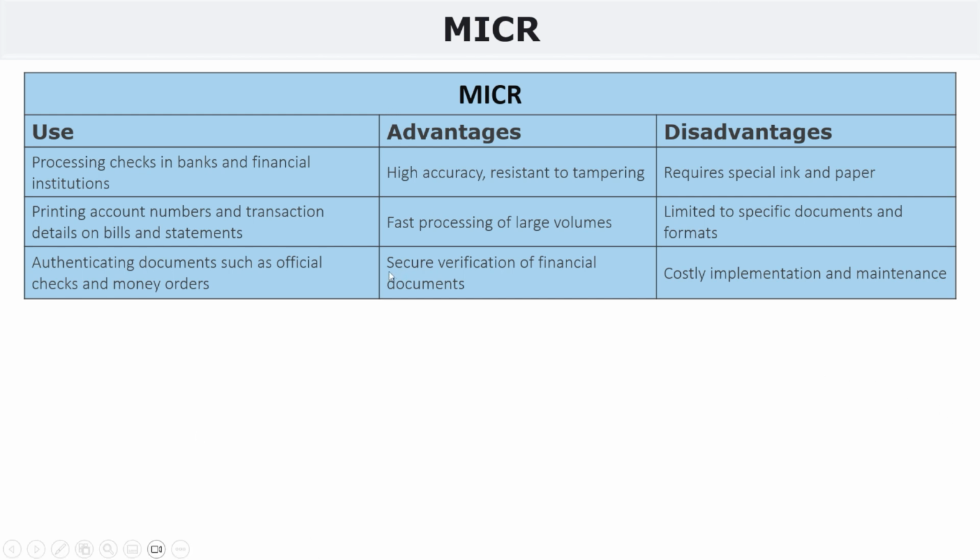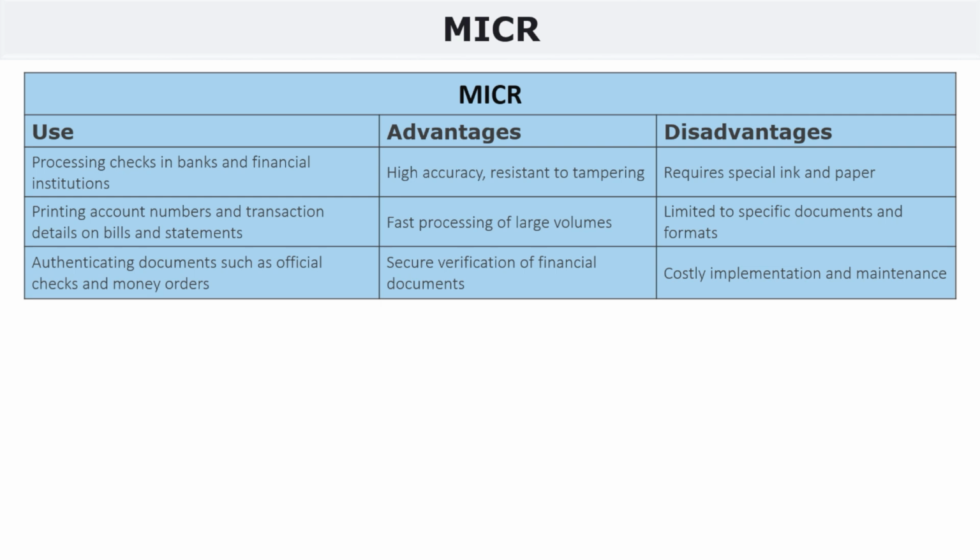The next item we have here is that it has fast processing of large documents. So the MICR mostly can be used for bulk scanning of items because they scan at a very high speed. They are used to secure the verification of financial documents.